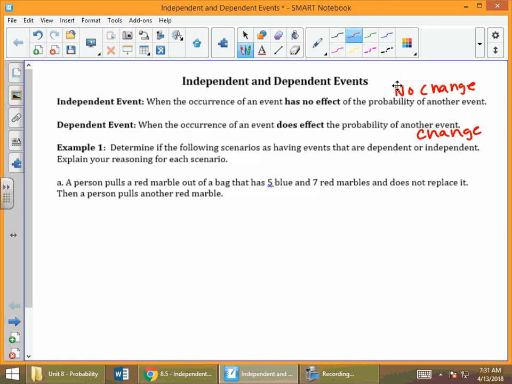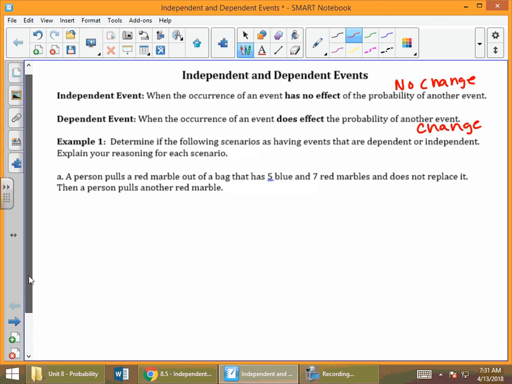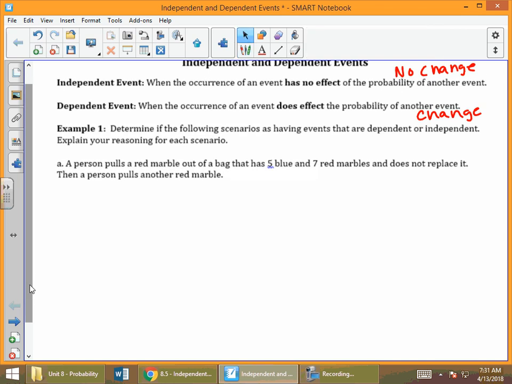And that's what we're going to do in this first example. We're going to determine the following scenarios as having events that are dependent or independent, and we're going to explain our reasoning with each one. So we take a look at A. A person pulls a red marble out of a bag that has 5 blue marbles and 7 red marbles and does not replace it. Then a person pulls another red marble.